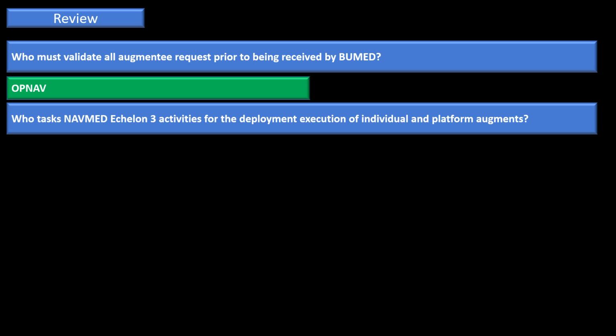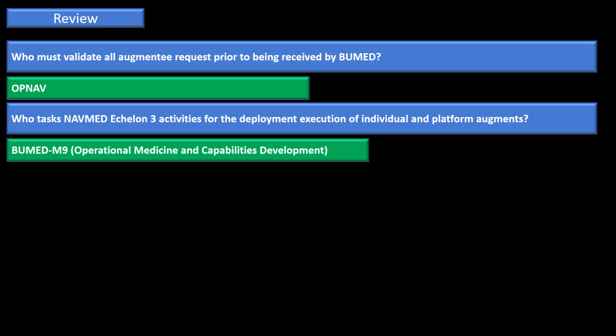All right, a little review here. Who must validate all augmentee requests prior to being received by BUMED? Well, that's starting at the top, right? That's got to be validated by OpNav. Who tasks Navy Medicine Echelon 3 activities for the deployment execution of individual and platform augments? So who's going to task the Echelon 3s? Remember, the Echelon 3s are the regional commands, Navy Medicine West and Navy Medicine East, right? So the tasker is going to come from BUMED, and specifically it's going to come from BUMED M9, Operational Medicine and Capabilities Development.